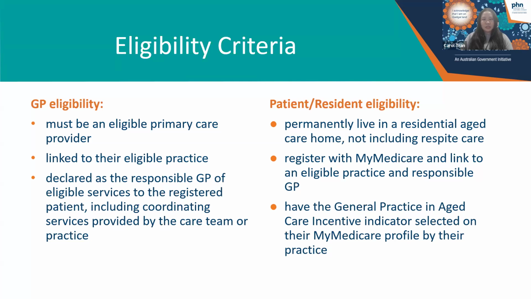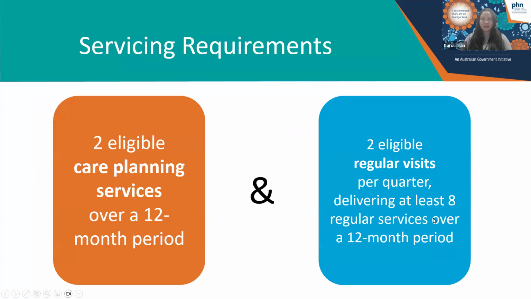For residents to participate, they must permanently live in a residential aged care home, and this does not include respite care. They must register with MyMedicare and be linked to an eligible practice and responsible GP. And they also need to have the general practice in aged care incentive indicator selected on their MyMedicare profile, which is completed by the practice.